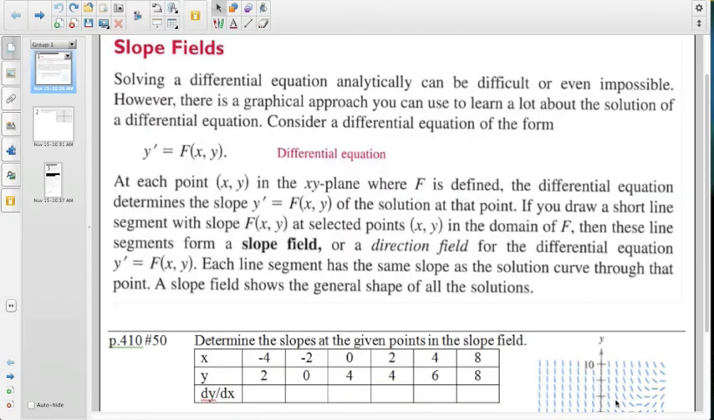Sometimes finding a solution to a differential equation is almost impossible. When that's the case, we can use a graphical solution to take a differential expression and find a general shape, and then estimate a particular solution based on that general shape.